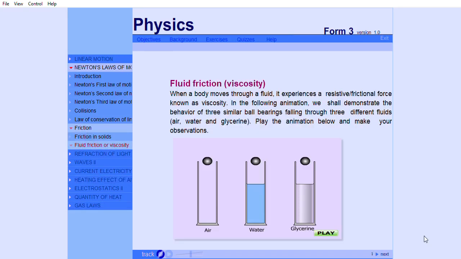Fluid friction and viscosity. When a body moves through a fluid, it experiences a resistive or frictional force known as viscosity. In the following animation, we shall demonstrate the behavior of three similar ball bearings falling through three different fluids, that is, air, water, and glycerin. Play the animation below and make your observations.